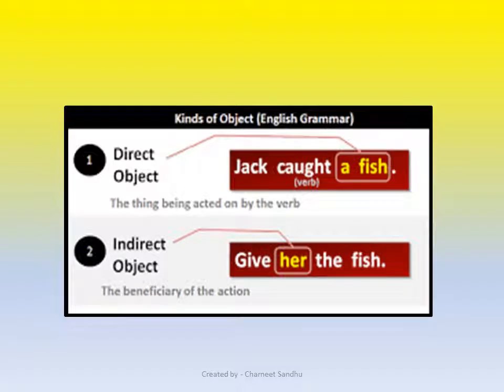Let us quickly recall the kinds of objects through examples. Jack caught a fish. Here, Jack is the subject. Caught is the verb. And a fish is the direct object which receives the action. Give her the fish. Her is the indirect object, the beneficiary of the action.